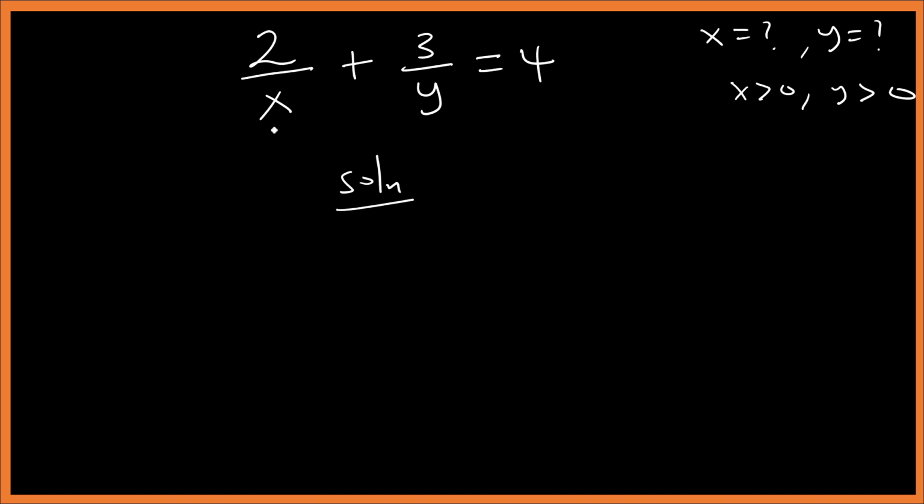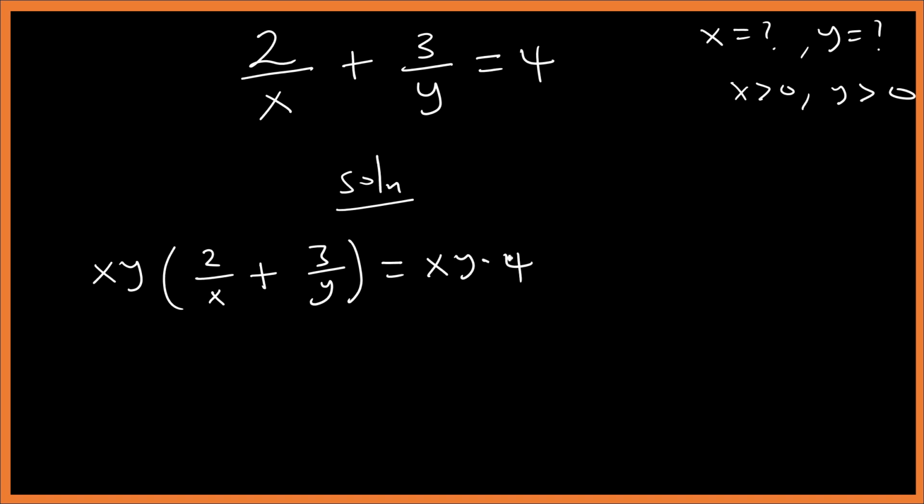Now let's find the LCM here, or you can multiply both sides by xy. So let's multiply both sides by xy. So we have 2 on x plus 3 on y equals to xy times 4. All right, so I've done nothing.